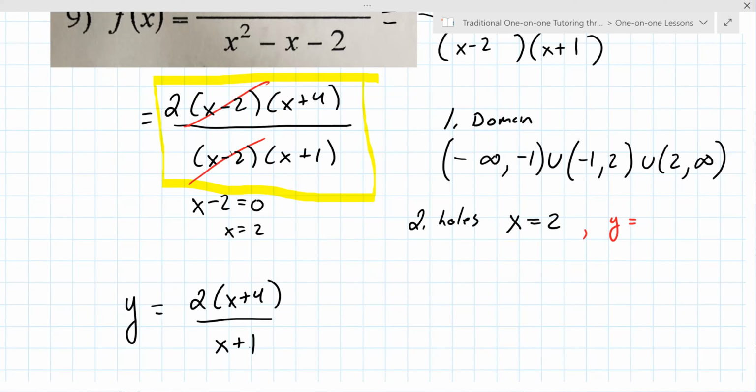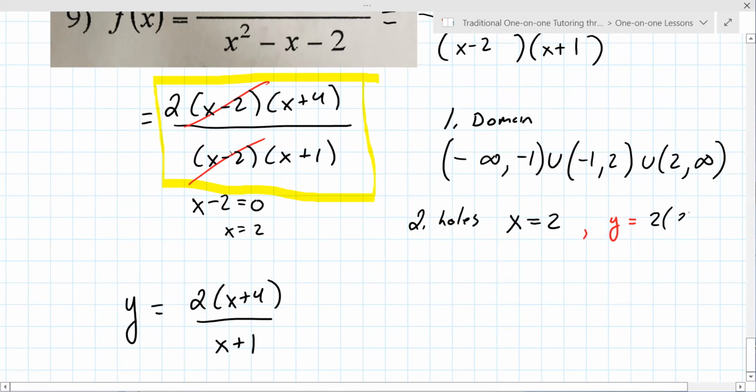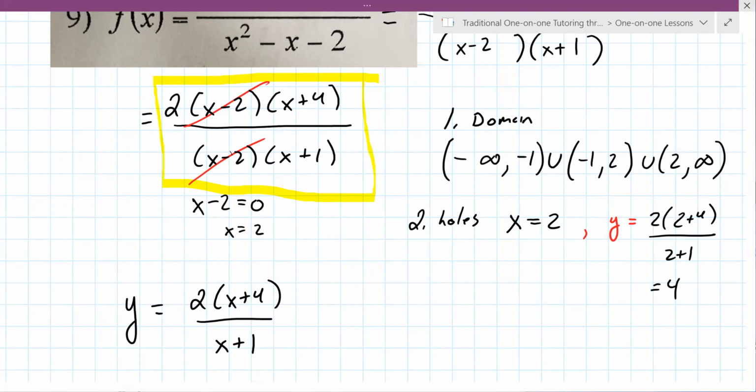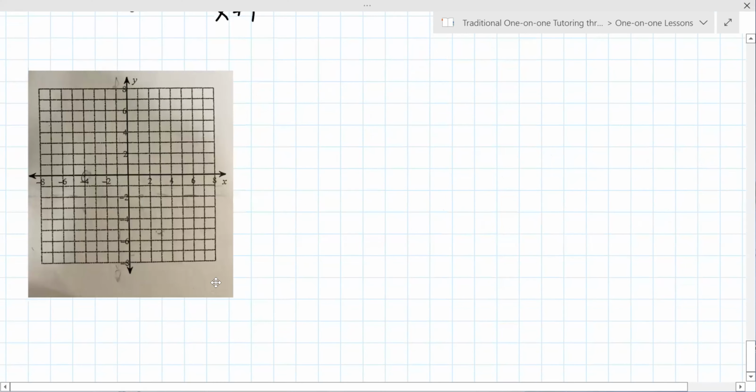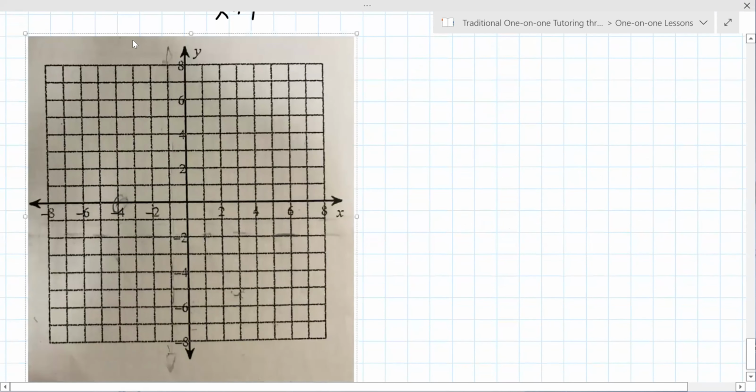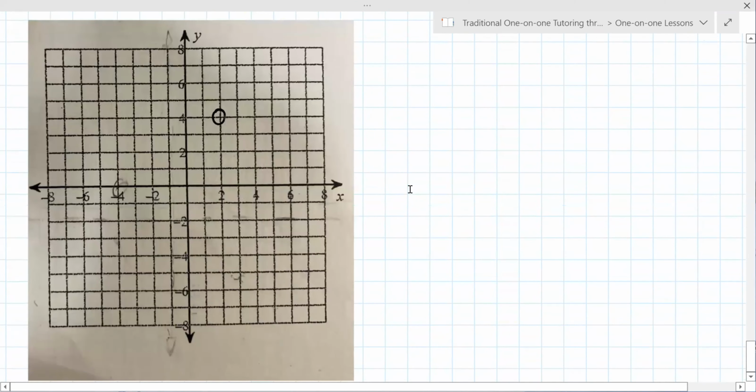So would the y value be 6? You said 6, so it's 2 times 2 plus 4 over 2 plus 1. Oh, it's 4. Yeah, it looks like it's 4. I got it. And I would graph that immediately. So make a nice emphatic hole there at 2, 4. Boom. It's nice when it's in a kind of standard position there.